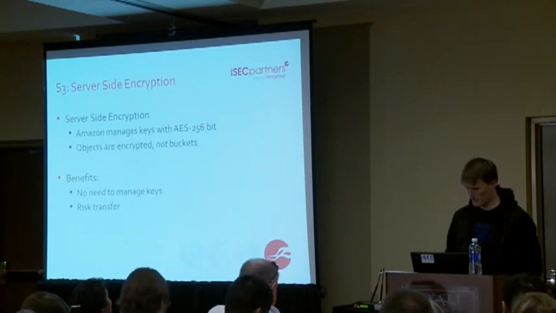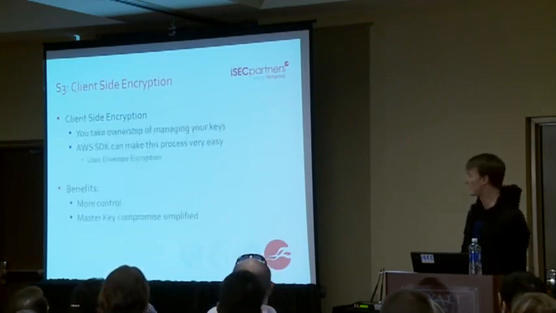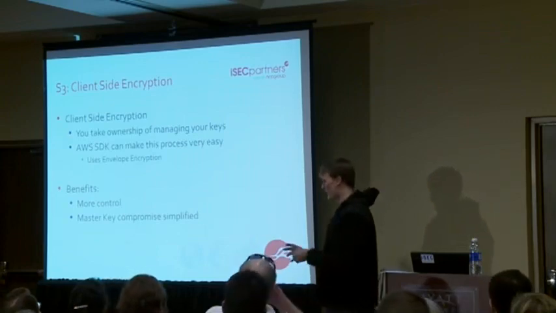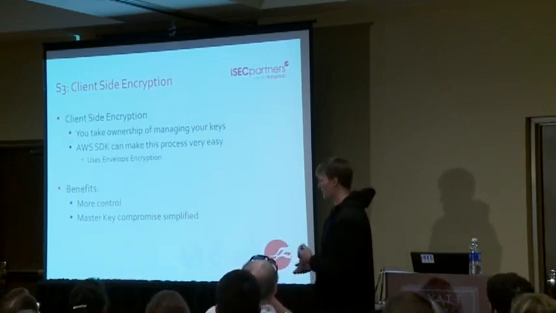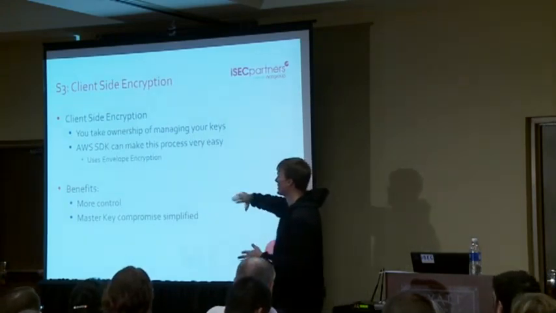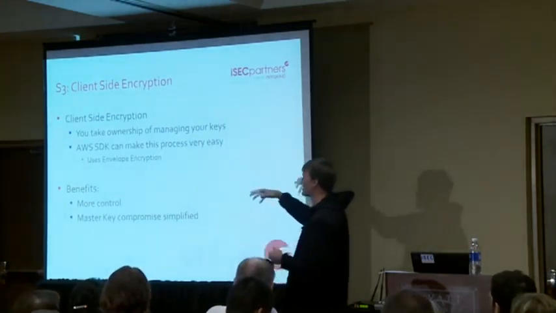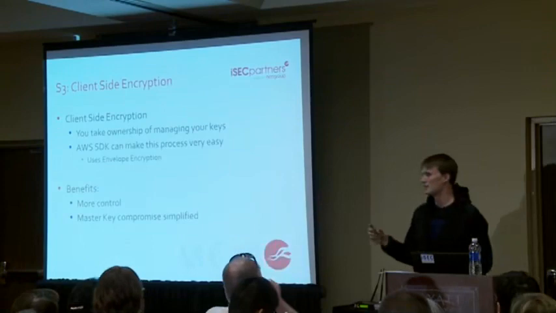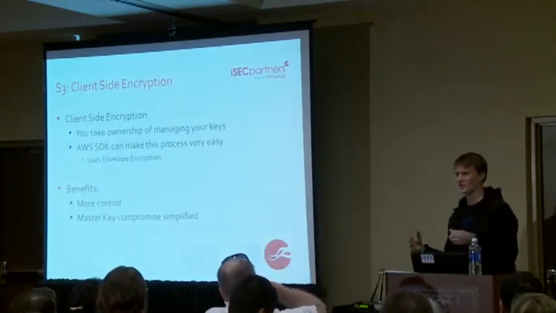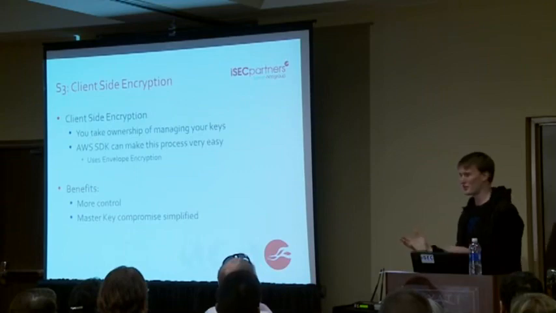Right, so the next part of this is the client-side encryption. So for the client-side encryption, essentially, you take ownership of the keys. But the cool thing that AWS does is they have this SDK that can help you make this process much easier. And they use something that's called envelope encryption. Out of curiosity, how many people are actually familiar with the concept of envelope encryption?